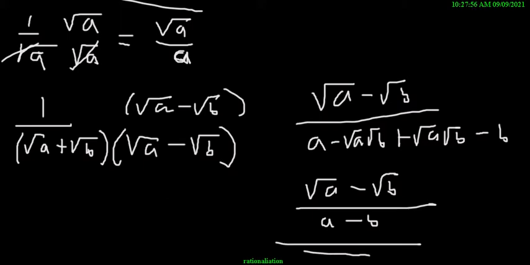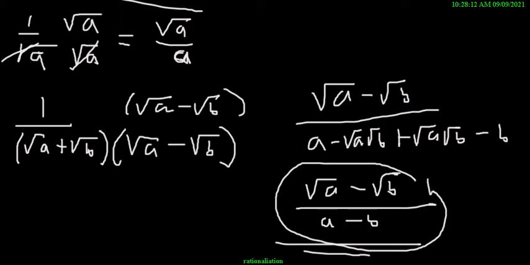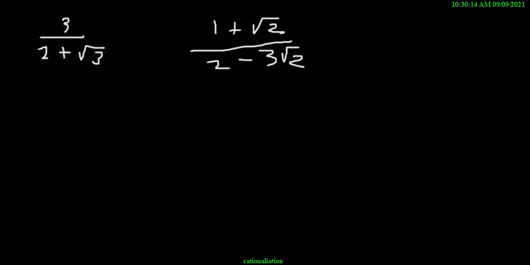So if you are told to rationalize the numerator, we would simply have to get the conjugate of the numerator. So in this case, let's try this situation. Here the numerator is an irrational number, so to rationalize it, we simply have to get the conjugate of this top part, which is root of a plus root of b, and do the same thing. So let's try this question.